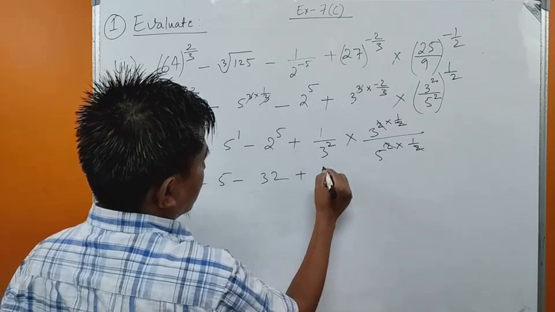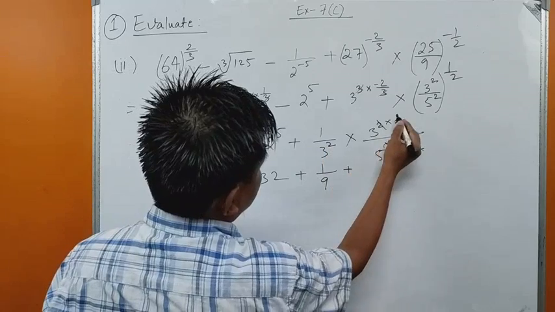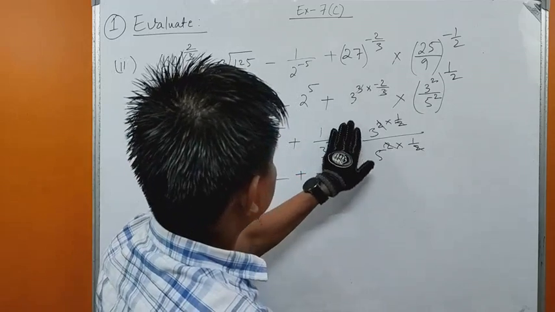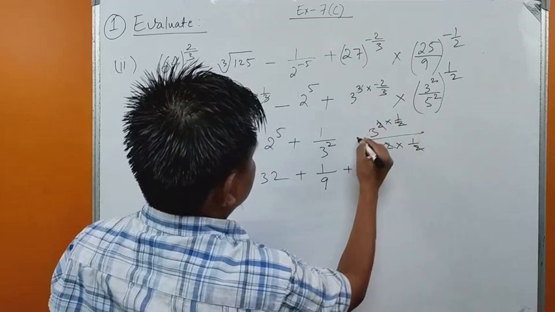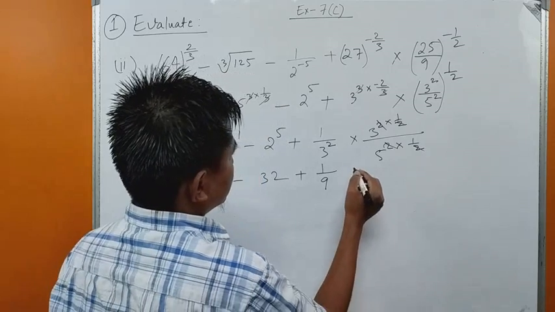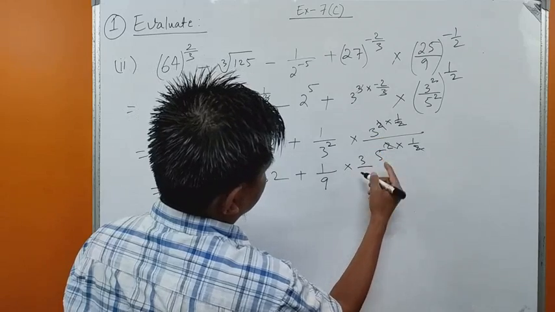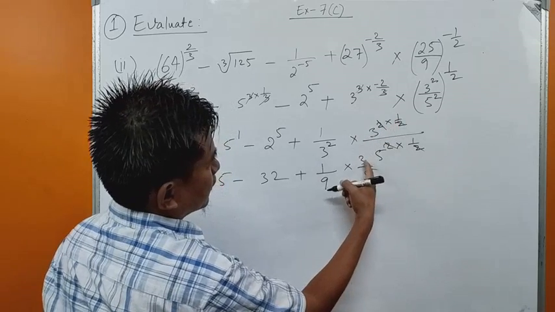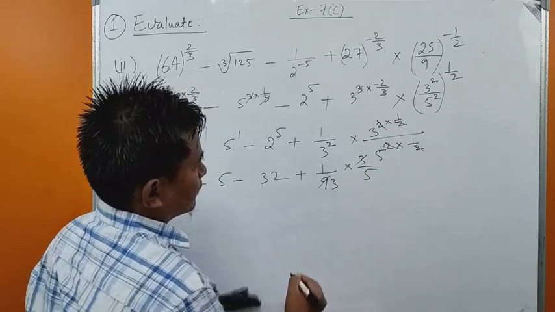Plus 1 upon 3 squared means 9. Oh, this is plus or into, isn't it? This is into, okay? So into this 3 upon 5, 3 to the power 1 means 3, and this 5 comes here, okay? 3 1s are 3, 3 3s are 9.